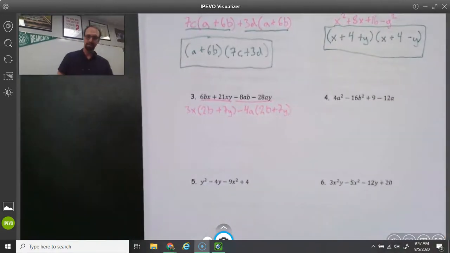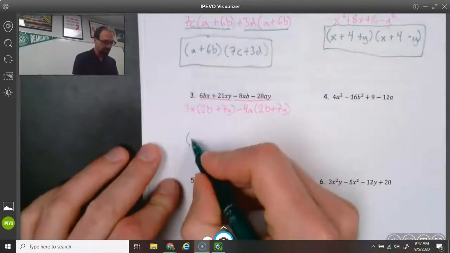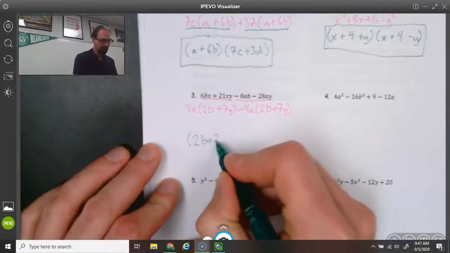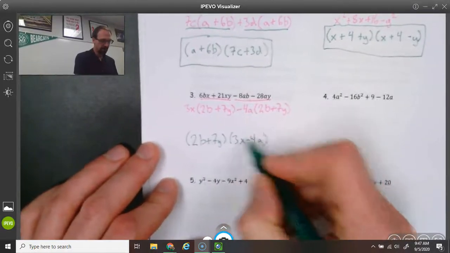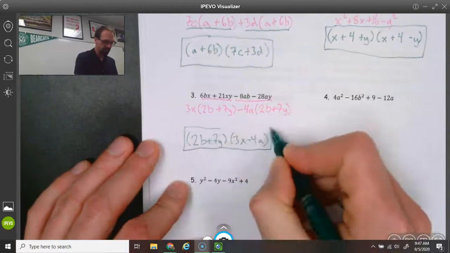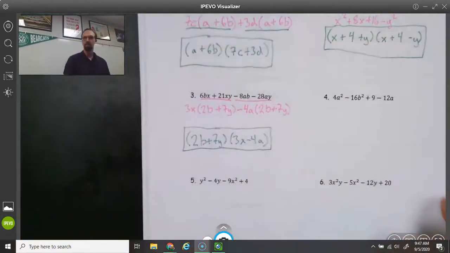Hey, look, it works. So now I can go ahead and pull out, again, factoring by grouping, the 2b plus 7y from both of these. And then 3x minus 4a is the other term. So there is number 3.